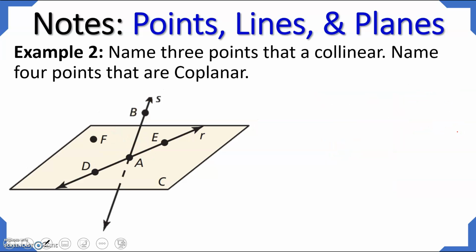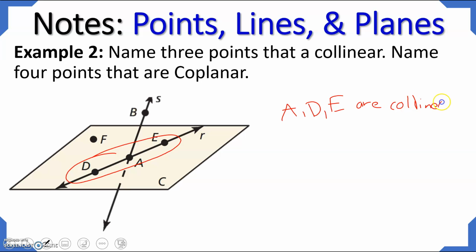Example 2. Name 3 points that are collinear, and name 4 points that are coplanar. Well, to be collinear, they have to lie on the same line. So these 3 points, A, D, and E, are collinear. To be coplanar, they have to all be on the same plane. We could see here that there are 4 points on plane C. So A, D, E, and F are coplanar.